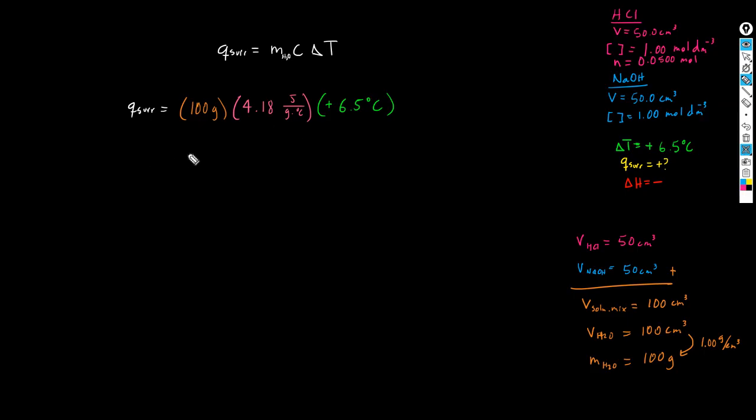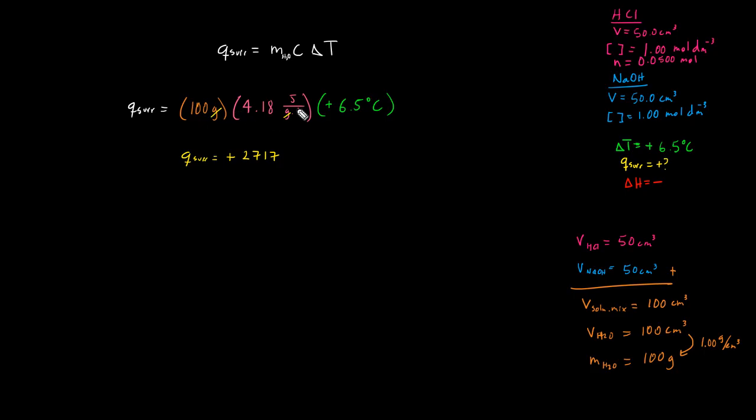So here, Q of the surroundings, which I'm going to put in yellow, is going to be equal to positive, because of that positive 6.5, everything's going to be positive. So 6.5 times 4.18 times 100 is going to give us positive 2717. And what is the unit here? Well, look at the units that we have in our work.